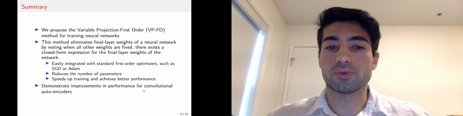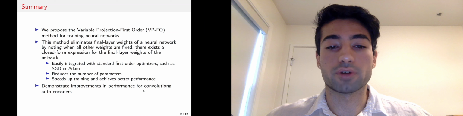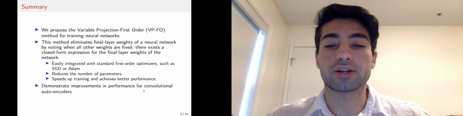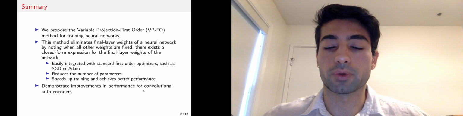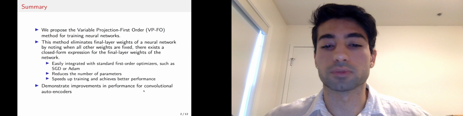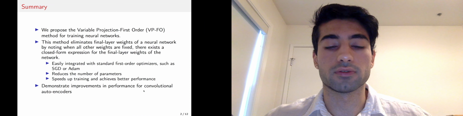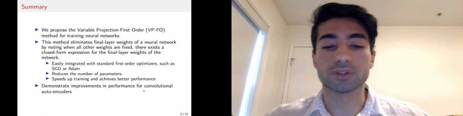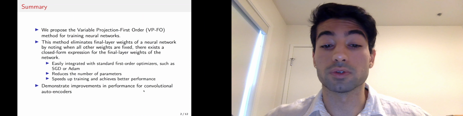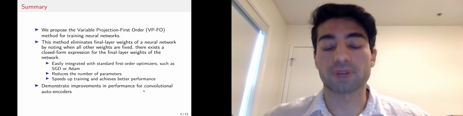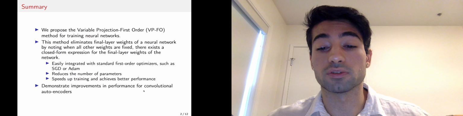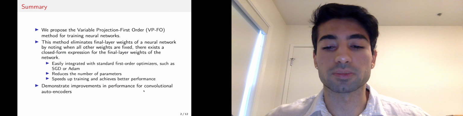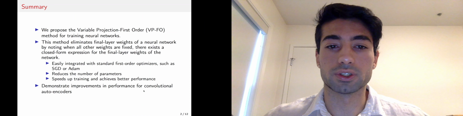So in summary, we present the VPFO method, which eliminates final layer weights of a neural network by noting that when all the other weights are fixed, there's a closed form expression for those final layer weights, and we can use this to form a new objective, which can easily be integrated with standard first-order optimizers. By eliminating those final layer weights, we reduce the number of parameters of the network, and we find that this actually speeds up training and achieves better performance, as shown in experiments on convolutional autoencoders.